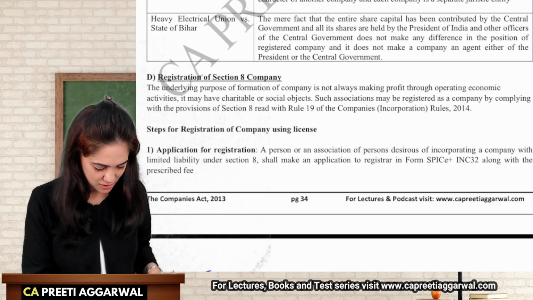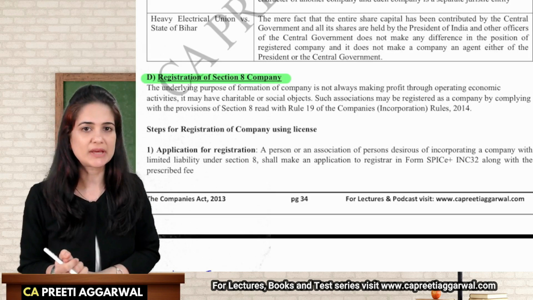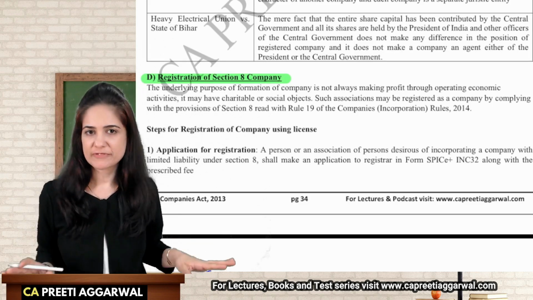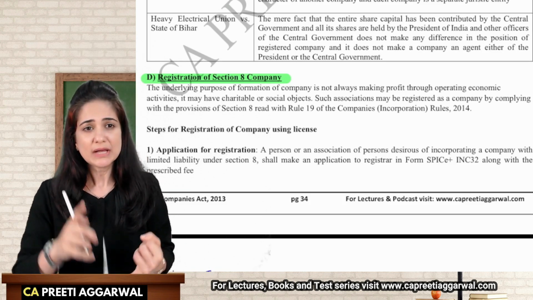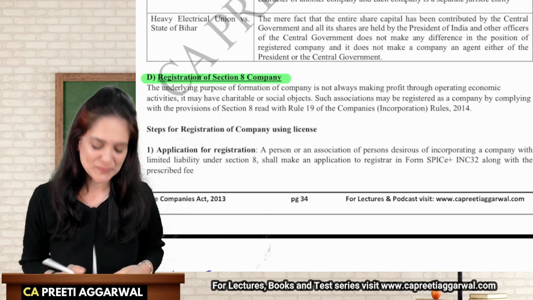What is the procedure for registering a Section 8 company? A Section 8 company is a company incorporated for non-profit. So it is a non-profit organization which is registered as a company to take the benefits of a company like limited liability, perpetual succession, separate legal status, etc.